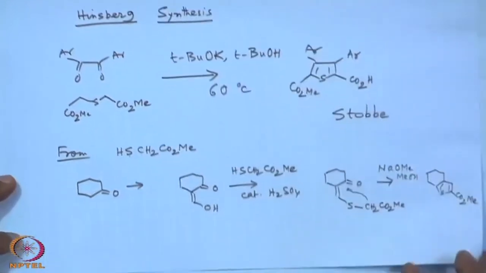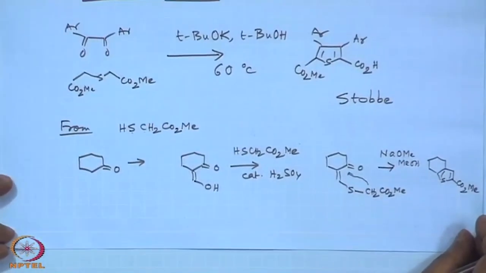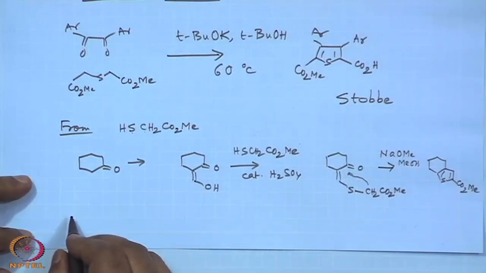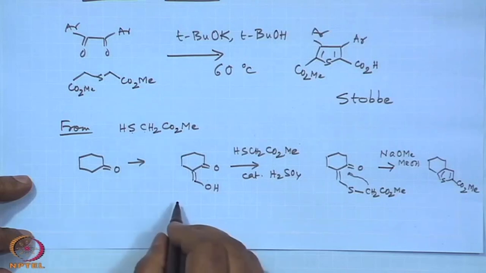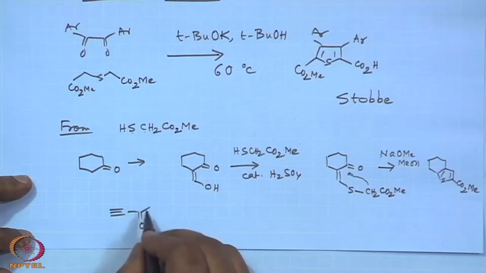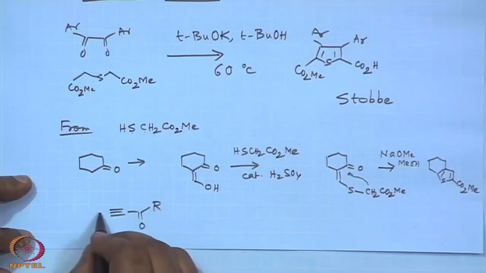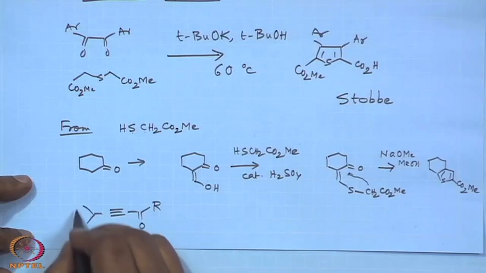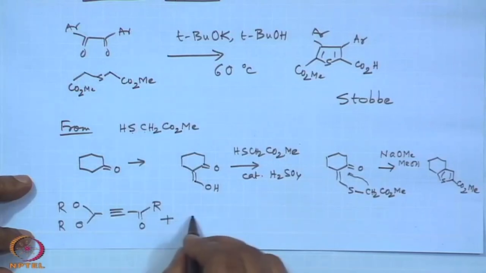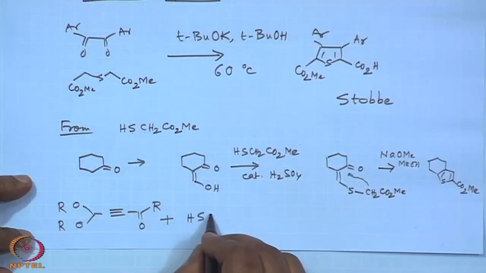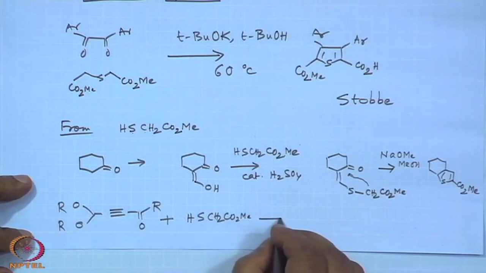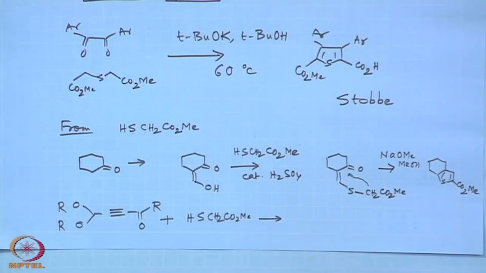For example, if you just extend this, you can do an extension of these. That was an alpha, beta unsaturated compound. And now you can start from these acetylenic compounds. In this example, this is basically one more substituent on this side. Then react with thioglycolate, methyl thioglycolate, and you do not have to do anything here, by the way.